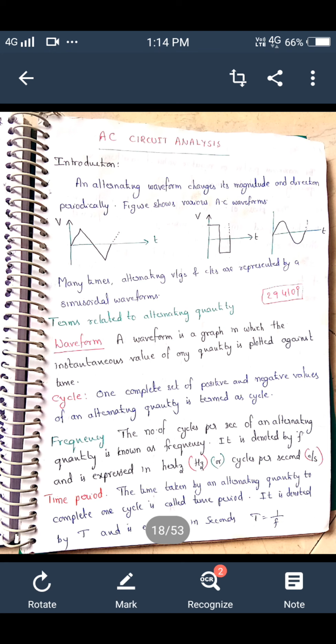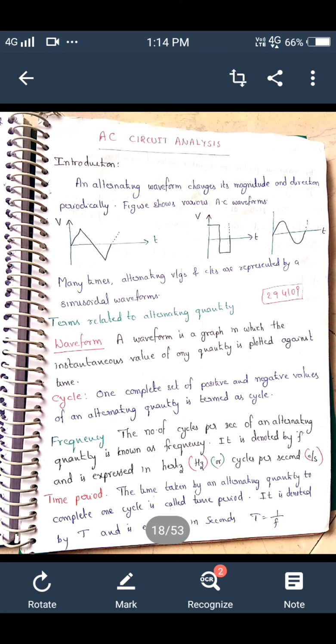circuits, alternating quantity. We know the periodic waveform. The periodic waveform is nothing but what? The signal varies with respect to time, and period to period the same signal will come. Suppose a signal exists at a certain period; after some period, the same will repeat. That is called a periodic waveform. An aperiodic waveform means the same signal won't repeat each time.